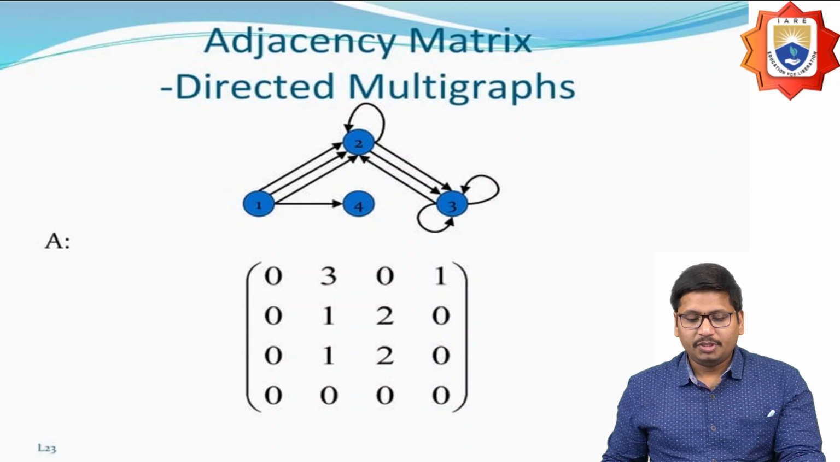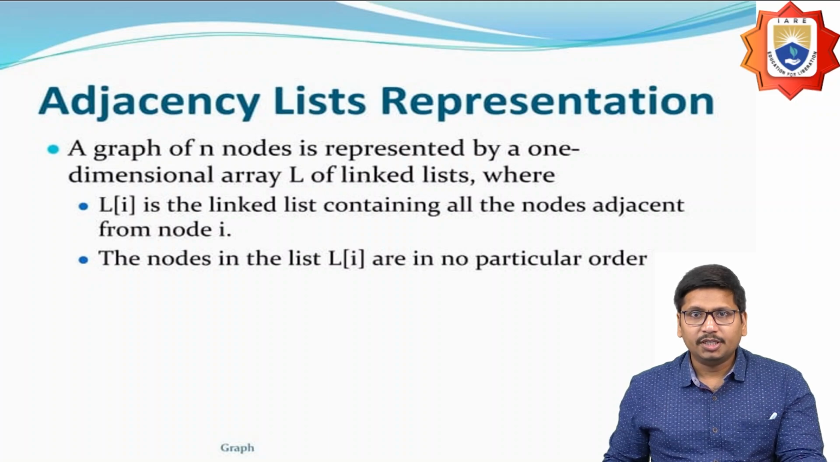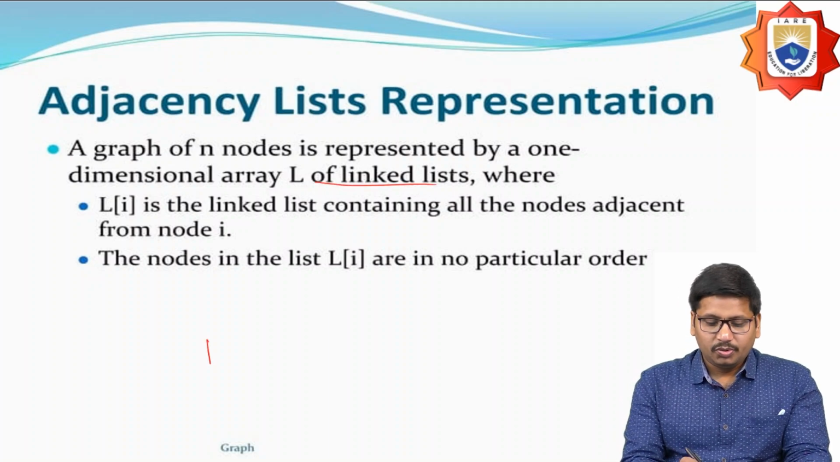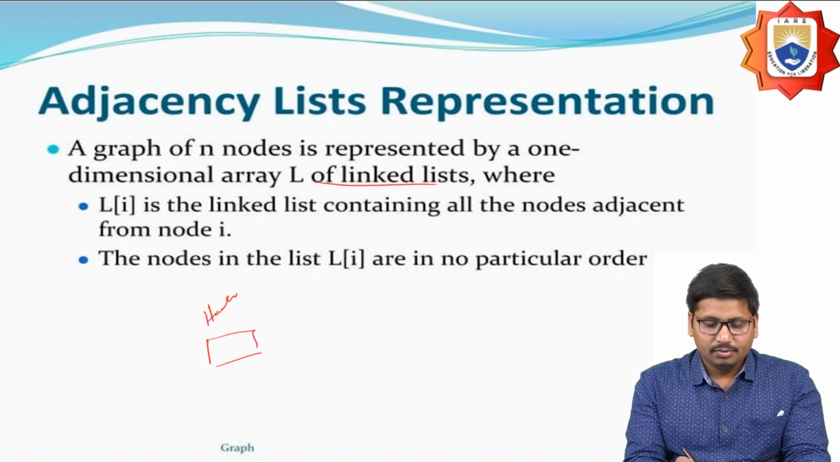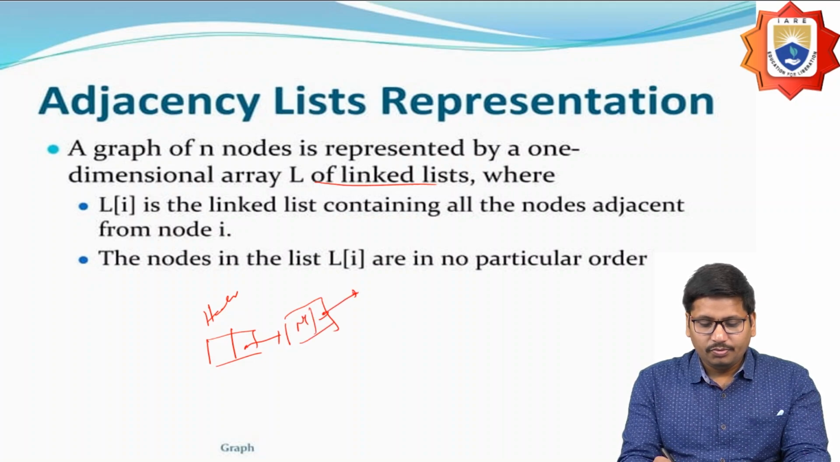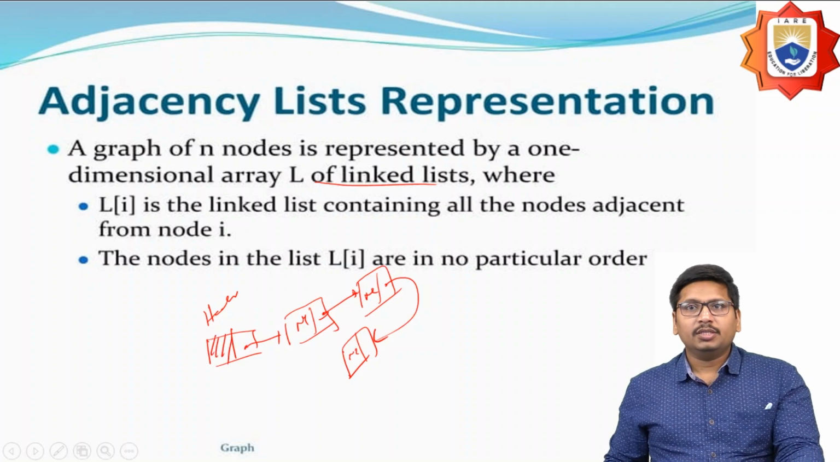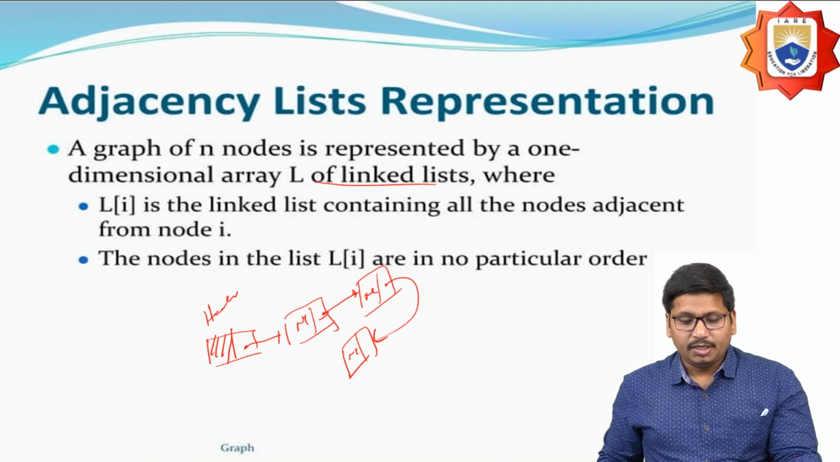So this is the way of representing in case of directed multiple graphs. The next one is the adjacency list representation. In this one, normally I'm going to use an n-dimensional array of linked lists. In a linked list we are going to have a header, and that header is connected to the next node, and from that one to n2, and from that one to n3. So like this we represent the linked list representation of the adjacency matrix as well.